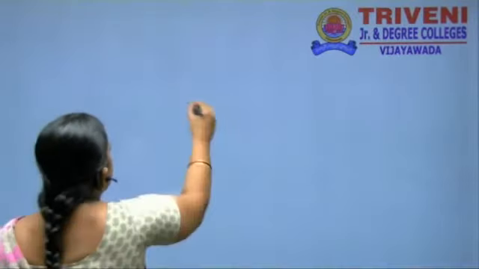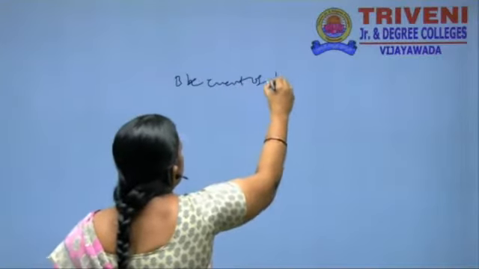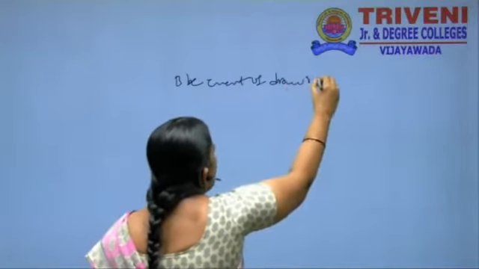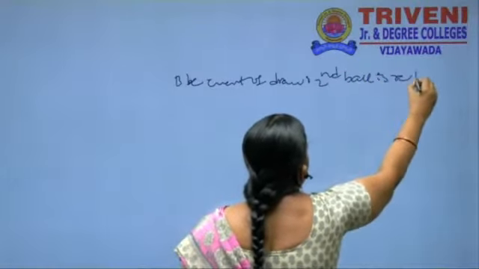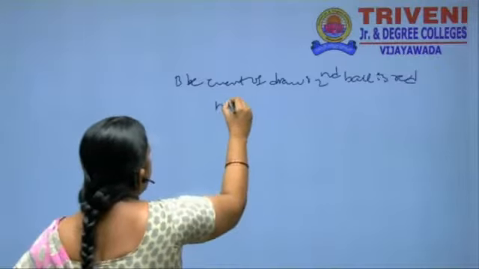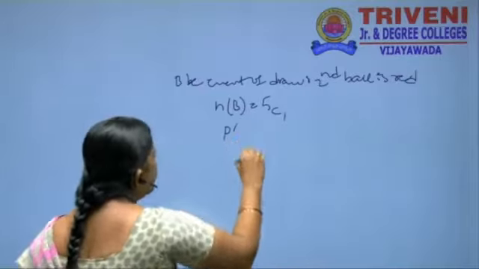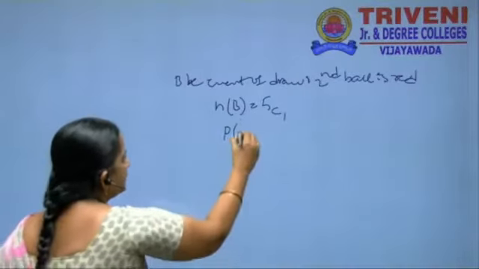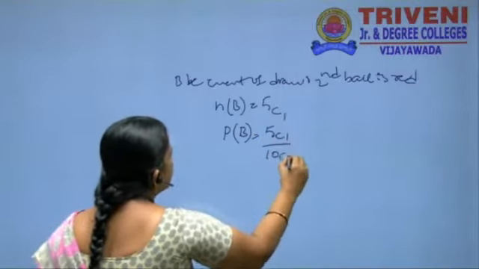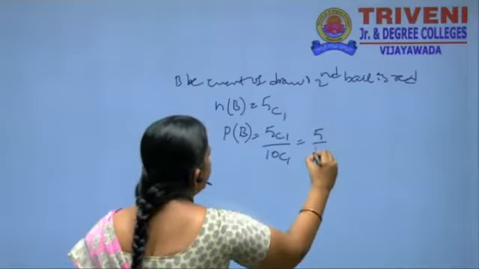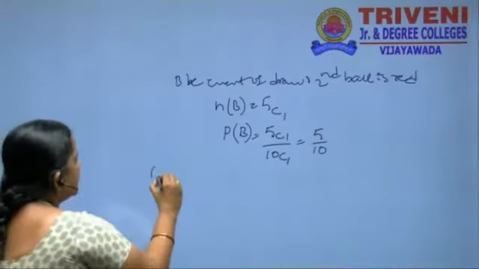And B be the event of drawing the second ball also red. Second ball also red, that is N of B is equal to 5C1. Then the probability of the second ball drawn, P of B, is equal to 5C1 by 10C1, that is equal to 5 by 10.